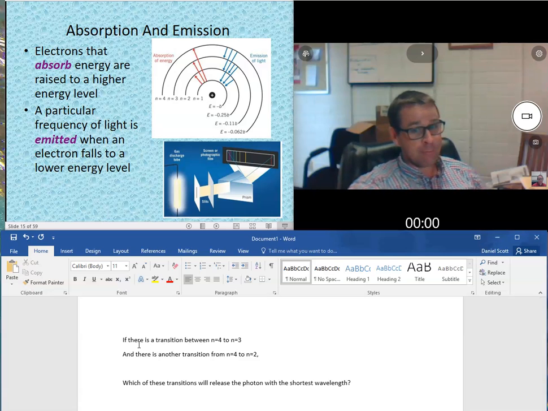The N equals 4. Which transition releases more energy? The N equals 4 to 3 or N equals 4 to 2? N equals 4 to 2. That's right. That releases more energy. So would that one be shorter or longer in wavelength? It'd be longer. Oh, it'd be longer. So the first one would be shorter, okay. Let's think about that some more.